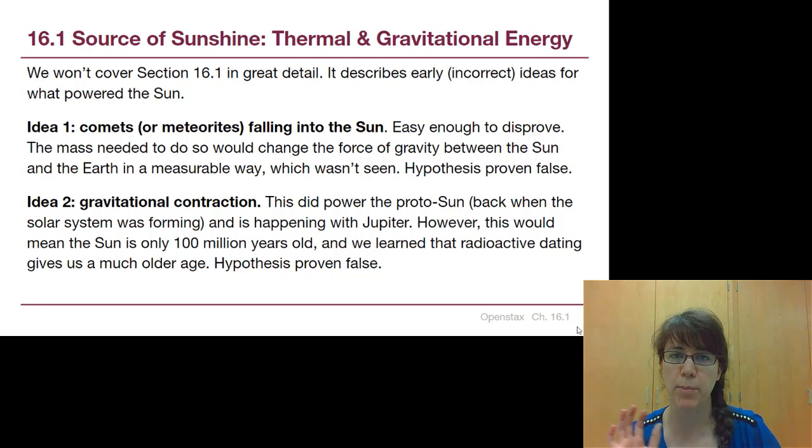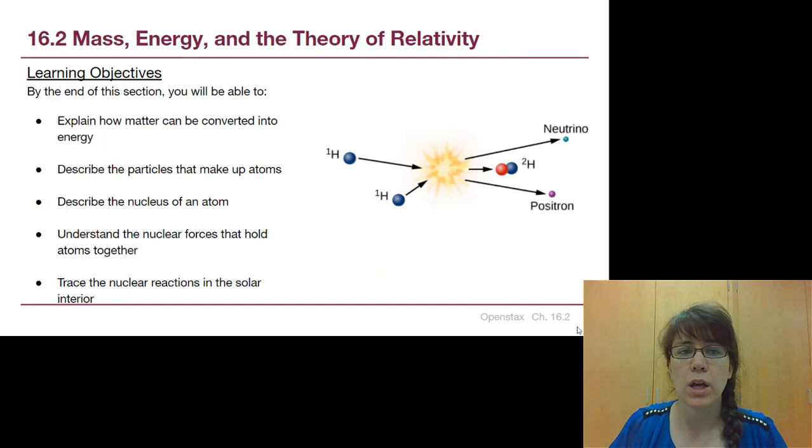So again, we have the hypothesis proven false. We have to throw it out. In both of those examples, though, what we notice is that we had to explain a source of energy that could be turned into heat and light.